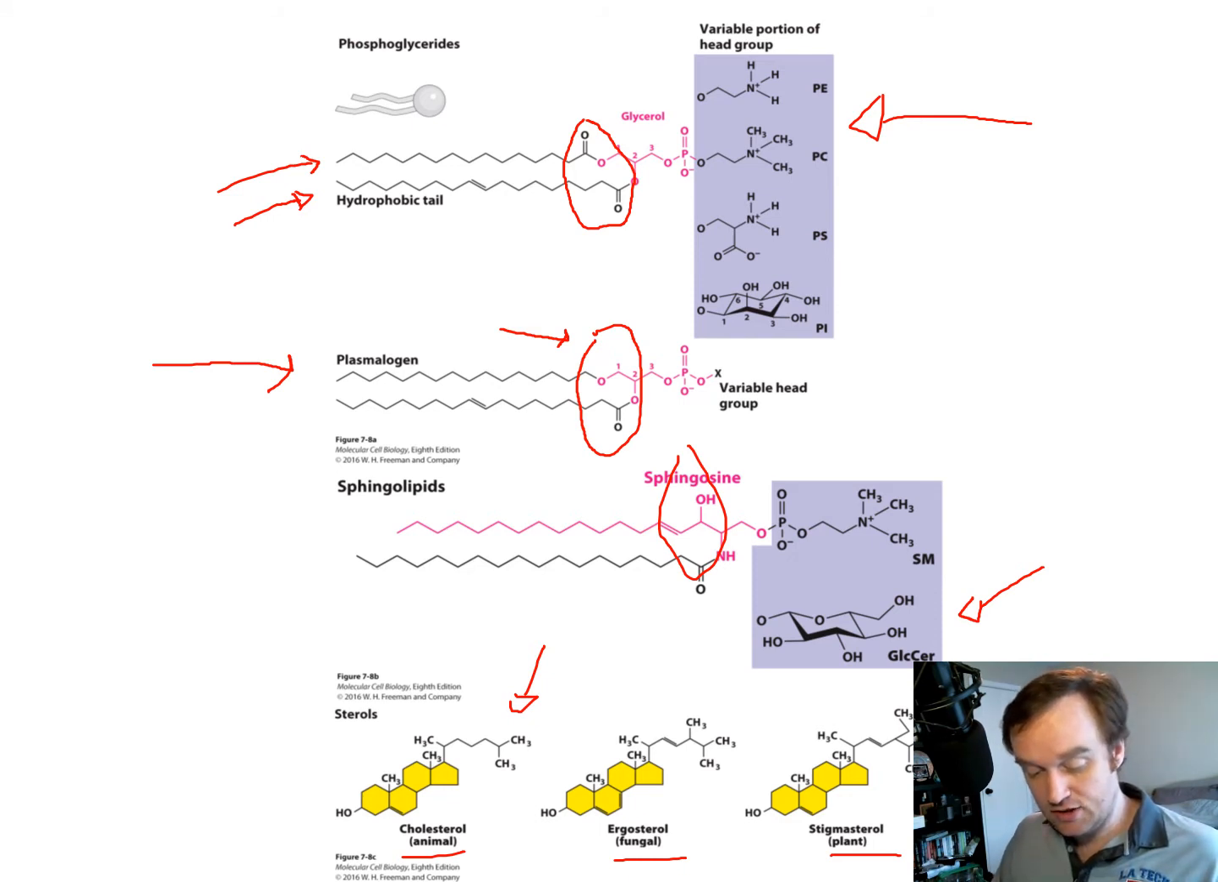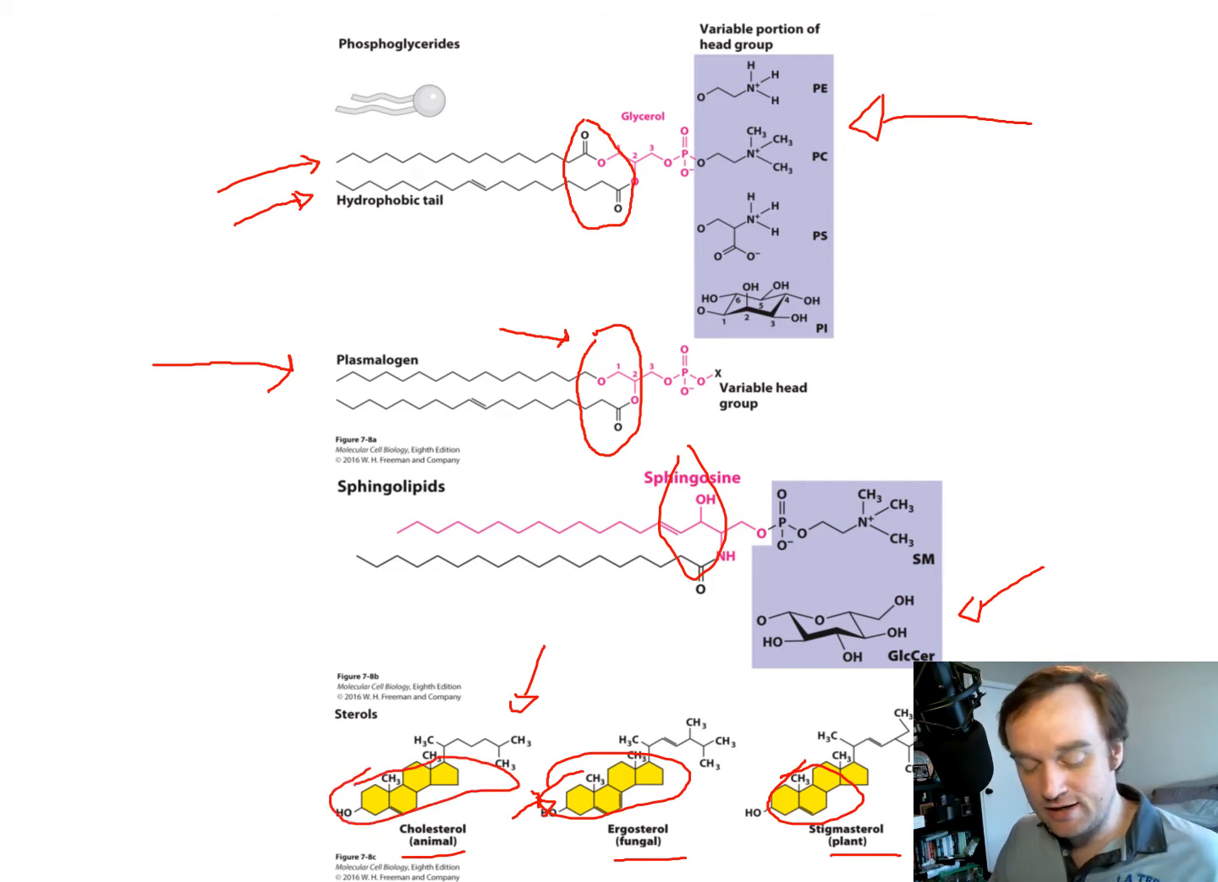You can see they all have a similar structure with this 4-ring hydrocarbon group, but what's different is there are slight modifications, such as double bonds. These are much more unsaturated, while cholesterol in animals has no double bonds, so it's more saturated. And the functional groups are in different positions between the different kingdoms.